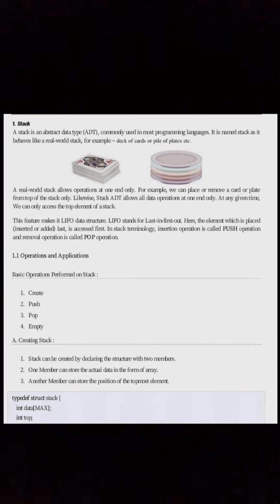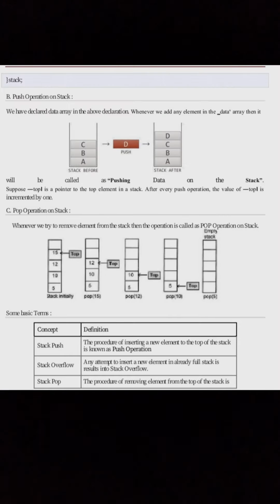Operations and applications. Basic operations performed on a stack: create, push, pop, empty. Creating a stack. A stack can be created by declaring the structure with two members. One member can store the actual data in the form of an array. Another member can store the position of the topmost element. See the figure. See the continuation of the previous page.